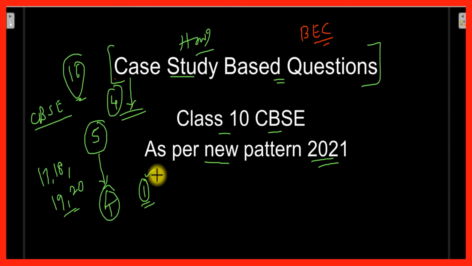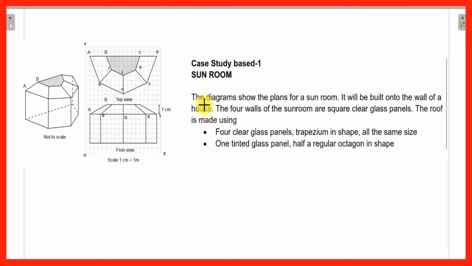So friends, here we will see the question that is in the sample paper only. The first question in the sample paper is here on the screen. The diagram shows the plans for a sun room. It will be built onto the wall of a house. The 4 walls of the sun room are square clear glass panels. The roof is made using 4 clear glass panels, trapezium in shape, all the same size, and 1 tinted glass panel, half a regular octagon in shape.